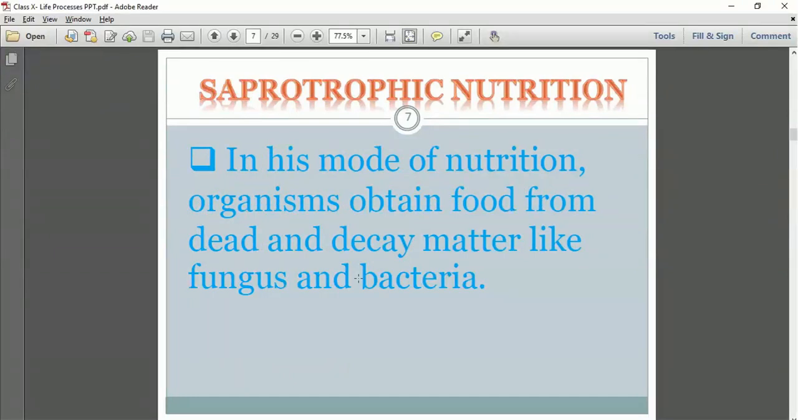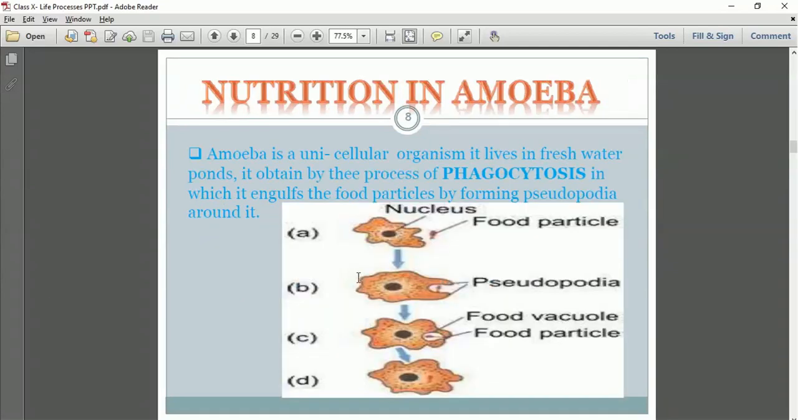Saprotrophic. In this mode of nutrition, organisms obtain food from dead and decaying matter, like fungus and bacteria. So first was autotrophic, second was heterotrophic, and the third was saprotrophic. We'll discuss it later. Now we are talking about different organisms and their nutrition processes.